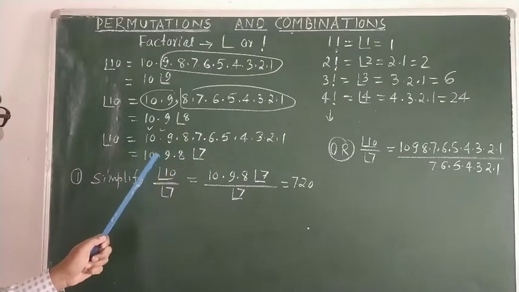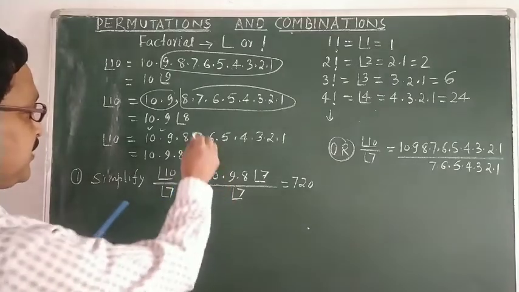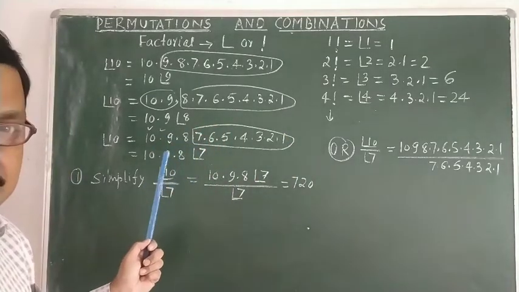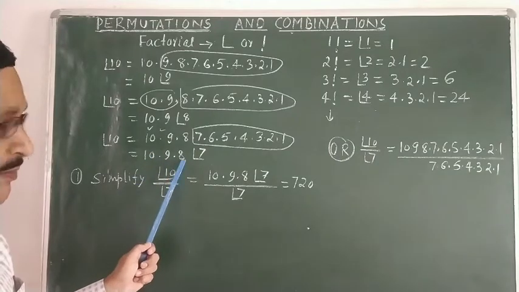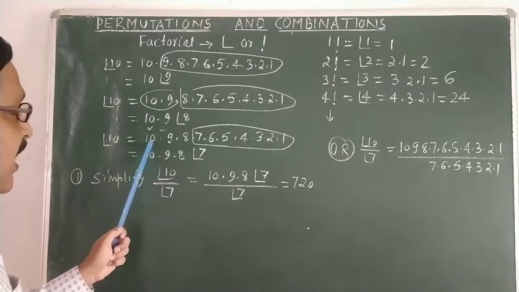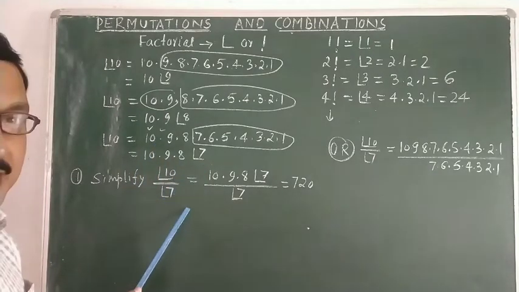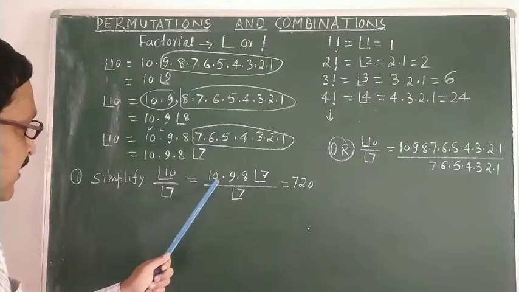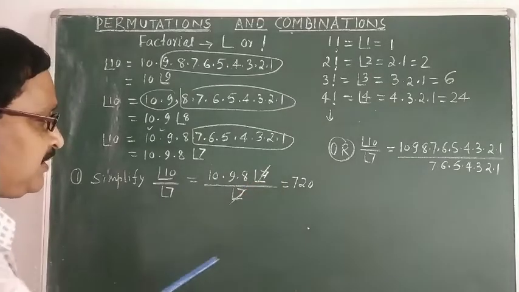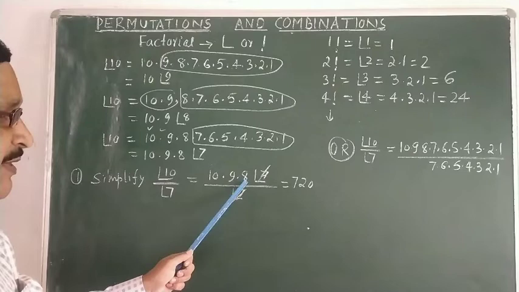Factorial 10: if 10, 9, 8 are taken outside, factorial 7 is left. So you can take out the consecutive numbers, but remember that the consecutive numbers must be taken starting from the highest. Now you have to simplify factorial 10 by factorial 7. So 10, 9, 8 taken outside, factorial 7 is left. So this is cancelled with this, and 9 × 8 × 10 is 720.